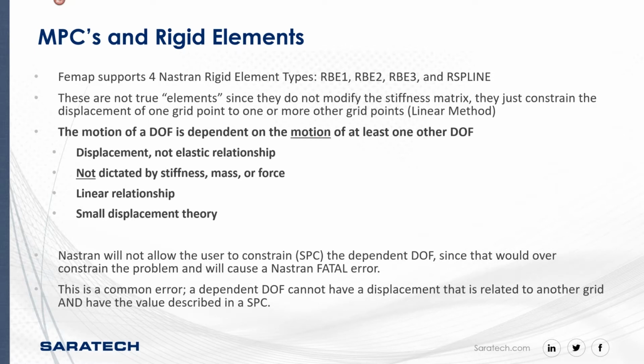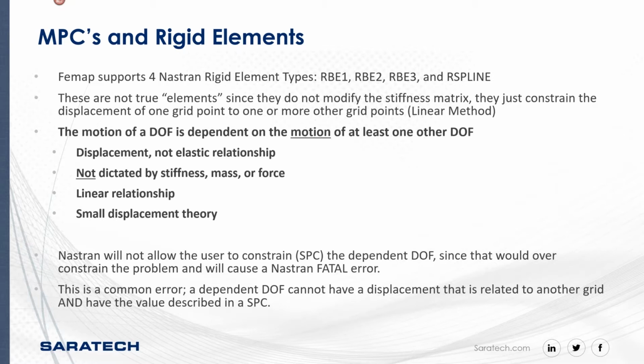Femap supports four rigid element types: RBE1, 2, and 3, and R-spline. The most common ones are RBE2 and RBE3. Now, these are not actually true elements since they do not modify the stiffness matrix. They just constrain displacements of one grid point to one or more other grid points.